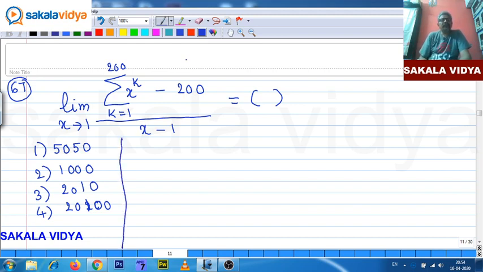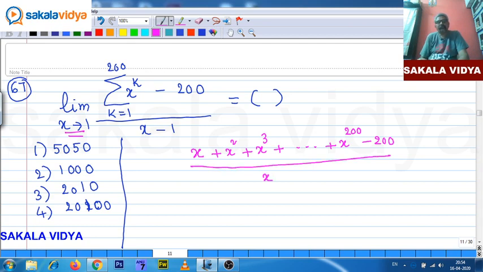So, sigma means summation, that is absolutely correct. Limit x extends to 1, sigma k is equal to 1 to 200 x to the power of k minus 200 by x minus 1. That means we can write like this: x to the power of 1 plus x square plus x cube plus so on up to x to the power of 200 minus 200 upon x minus 1. Now, the limit extends to 1. This is the question.